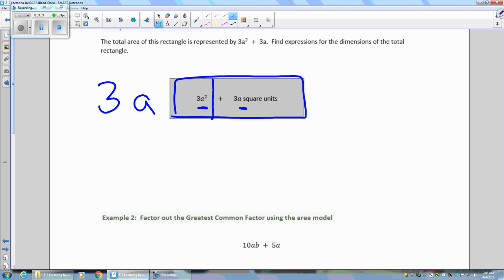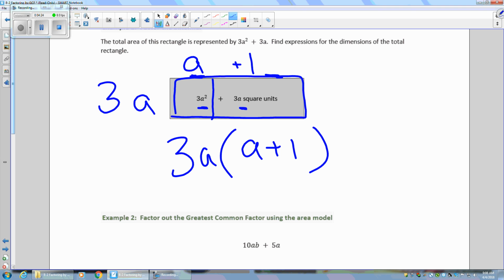So now, what would have to go on top? What would have been on top in order to make 3a squared? What more would you need to multiply 3a by to get 3a squared? Just an a. And what more would you need to multiply 3a by to get 3a? Well, nothing, right? So in that case, you're just going to put a 1, because you still need to multiply it by something to make it. So your problem would have been 3a, parentheses, a plus 1.